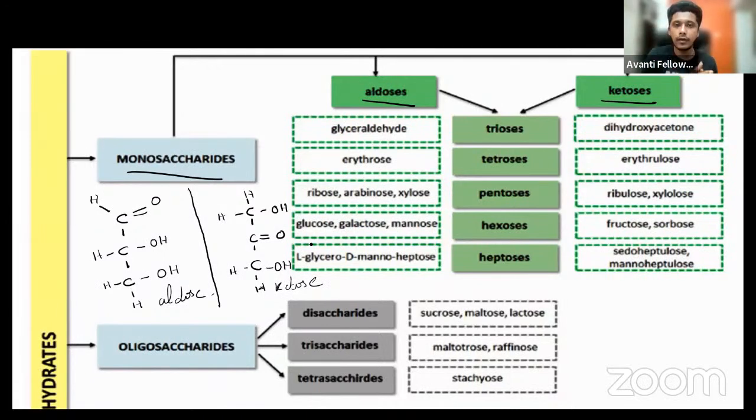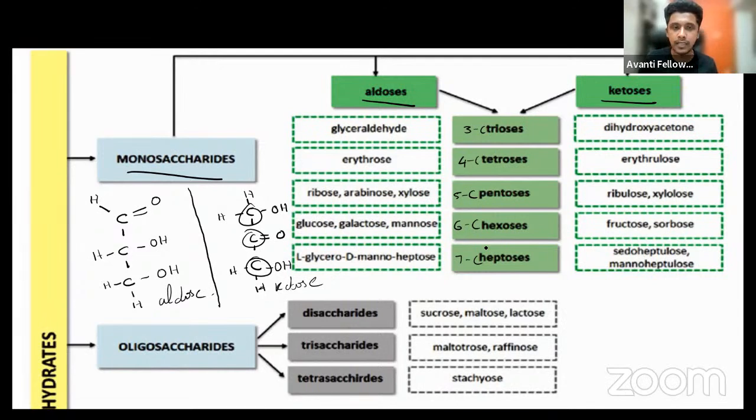After we divide them into 2 functional categories, based on the number of carbon atoms present in a sugar, we can classify them into several classes. If we have 3 carbon atoms, we call them trioses. If we have 4, we have tetroses. If we have 5 carbon atoms, we call them pentoses. If we have 6 carbon atoms, we call them hexoses. Then if we have 7, they are called heptoses. Is it clear? So you can see the examples of aldoses and the examples of ketoses.